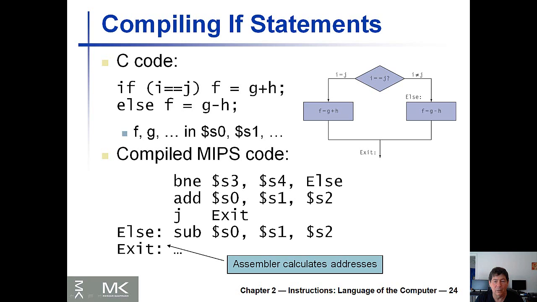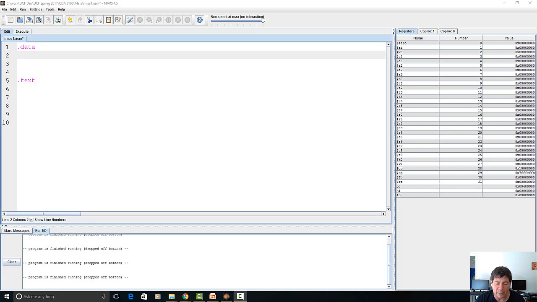Branch if not equal to the else label. So that's the else, but here's the if. We're going to add those two, and then we're going to take an unconditional jump to exit, meaning exit this whole flowchart element. Once we get to else, we're going to do a subtraction instead of an add. Okay, let's go ahead and write this.